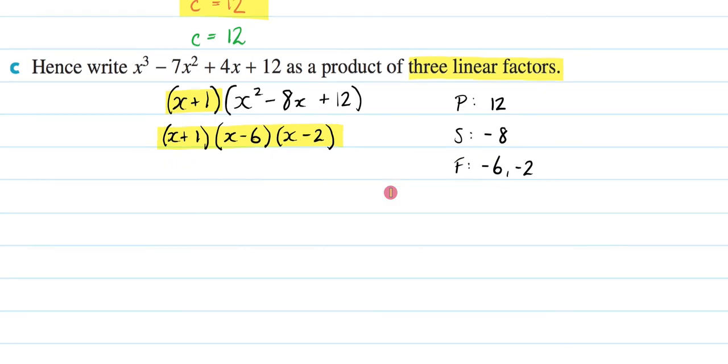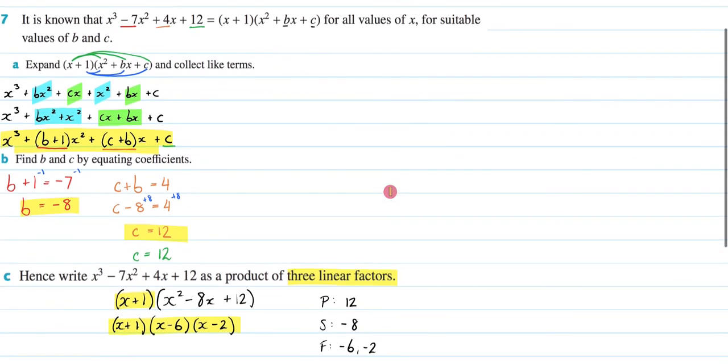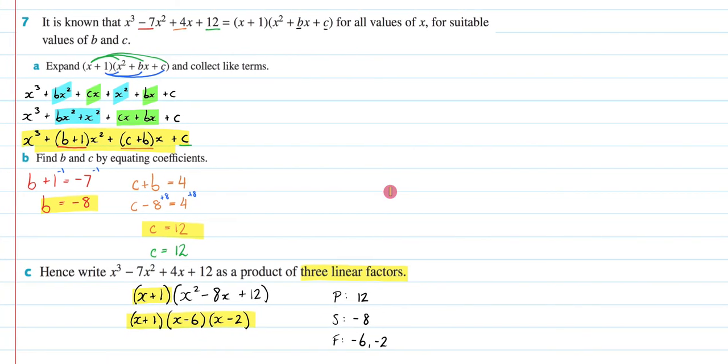Let me just zoom out and double check all this. Zooming out. Perfect. So those are all your answers. x minus 6, x minus 2, x plus 1.